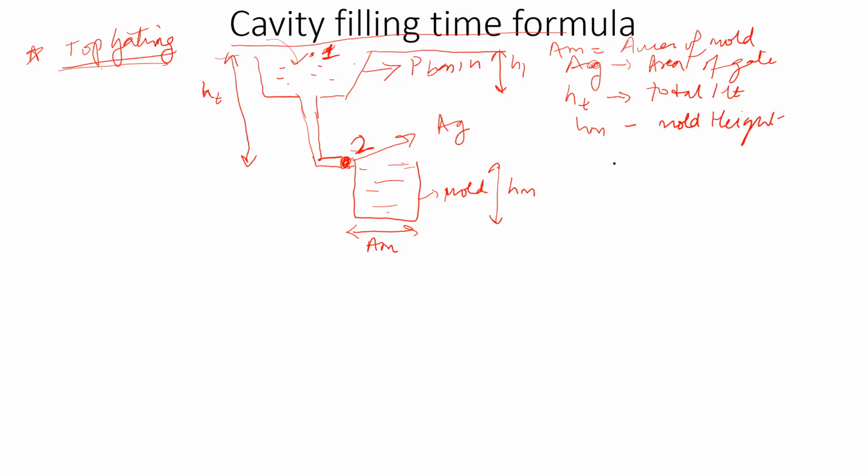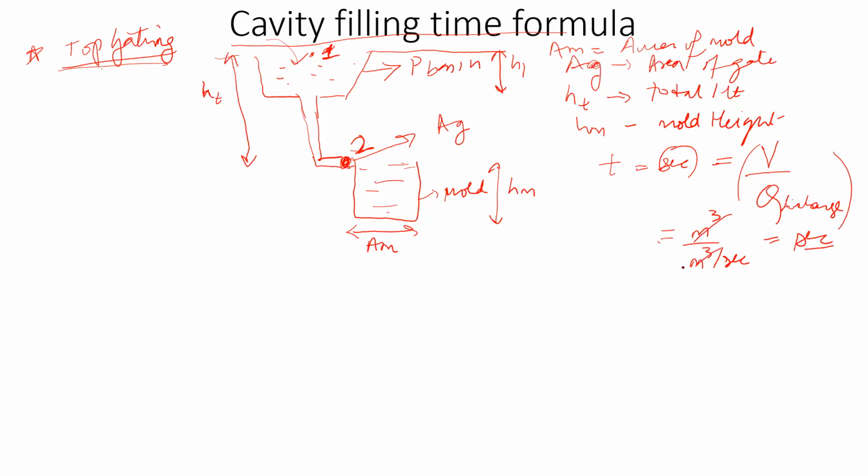So if I say time taken, now time, as we know, is in seconds. So if I take this volume divided by Q, where Q is discharge, this will give us time in seconds. How? See, volume is in meter cube, and discharge is in meter cube per second. So what is the ultimate unit? It is second. Meter cube and meter cube get cancelled out.